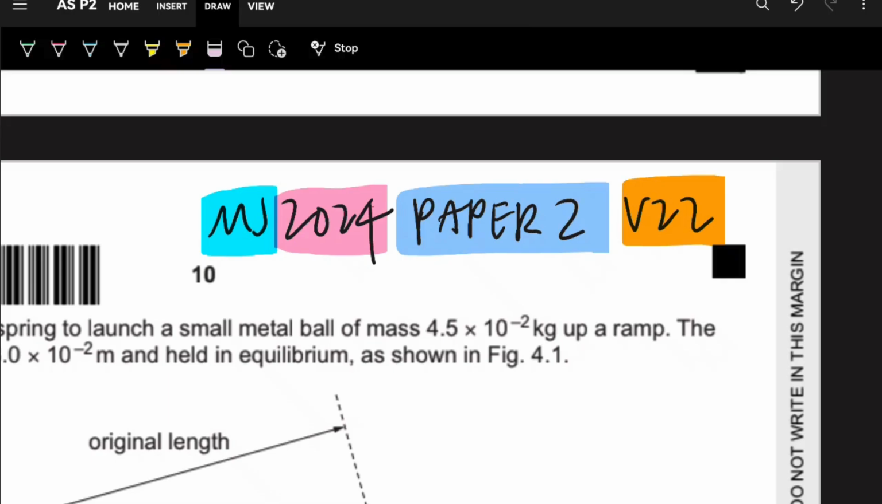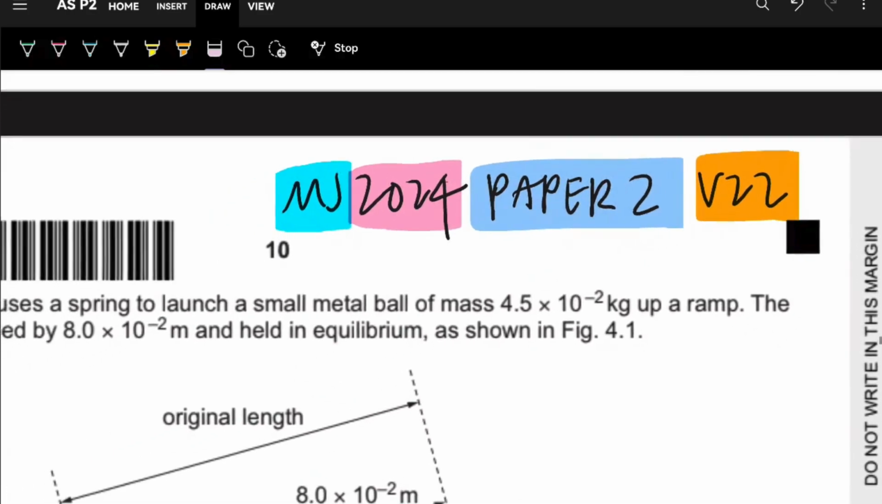So today we'll be looking at May-June 2024 Paper 2 Variant 2.2 from Cambridge Physics A-Level.